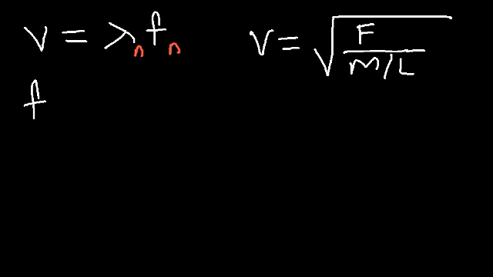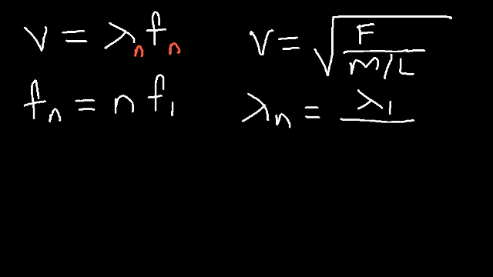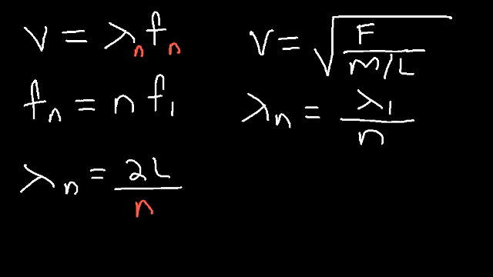Now we know that the frequency of any harmonic is basically n times the fundamental frequency, or the frequency of the first harmonic. And the wavelength of any harmonic is simply the wavelength of the fundamental divided by n. Now you can find the wavelength of any harmonic if you know the length of the string and also the number of loops in the standard wave pattern.